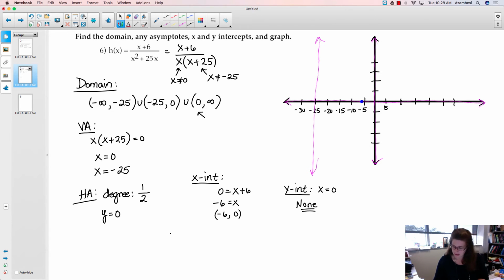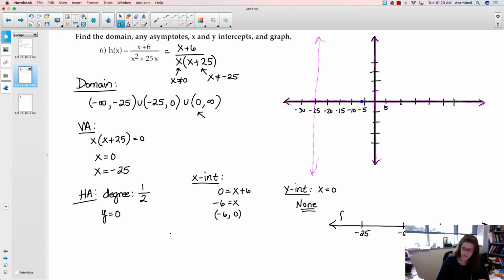Looking at the last part, the sign chart, I put all my vertical asymptotes and all my zeros on this thing. So vertical asymptotes, negative 25. I also put any holes on there, so if I have a hole, that would go on here too. I have a 0 at negative 6, and I have an asymptote at 0. So I have 4 regions that I have to think about.